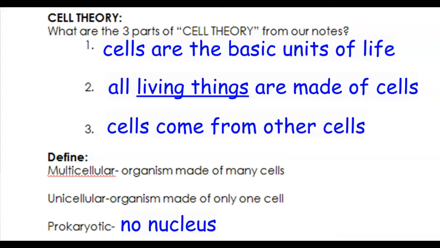From a tree to some fungus, to your skin cells, you name it. Living things are made of cells. And cells come from other cells. They don't just appear randomly or out of the blue. They actually are just coming from other cells that already were there.